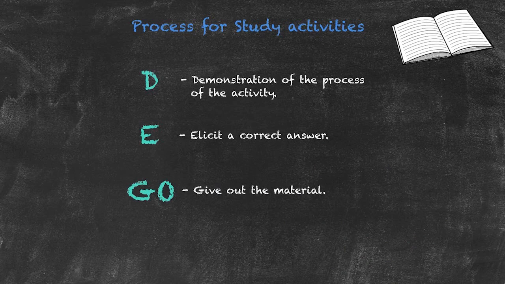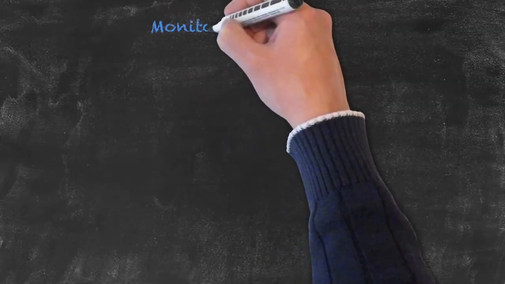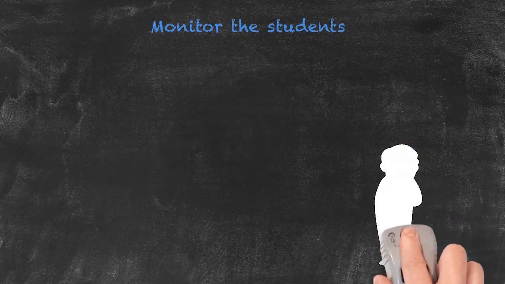If we've gone through this DEGO process correctly, there shouldn't be any reason for the teacher to actually say anything else whilst the activity is taking place. The students should be working through the activity, talking to each other, and that then frees the teacher up to actually do some other things. Whilst the activity is taking place, you as the teacher can actually monitor what is going on.